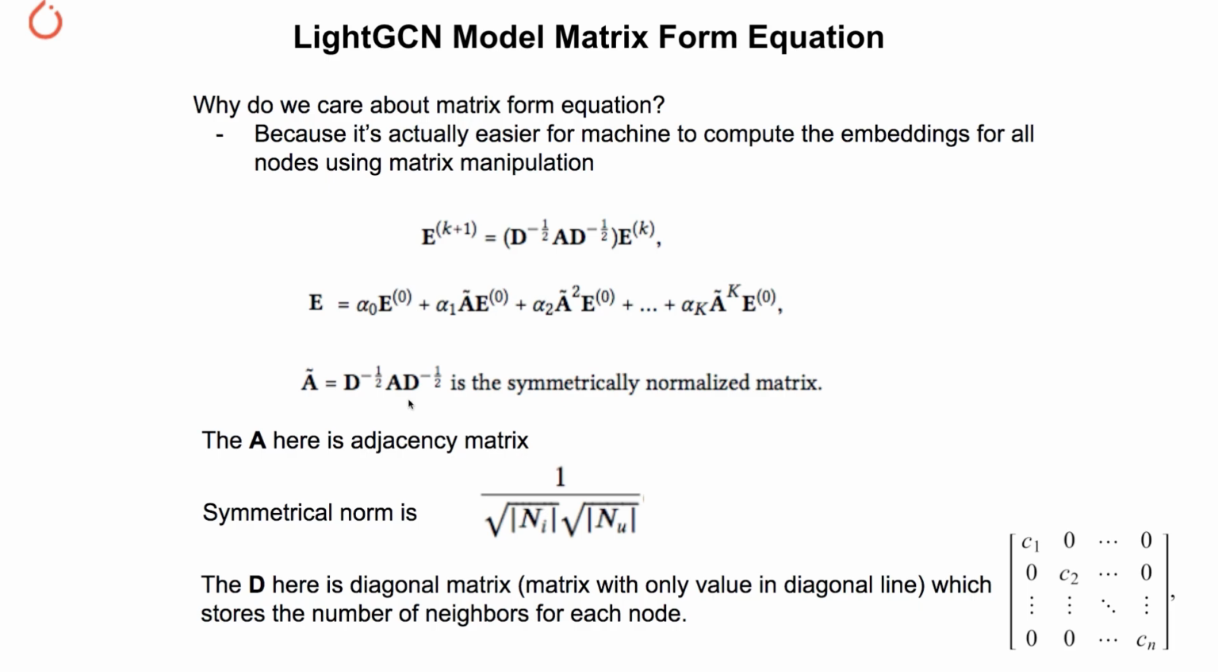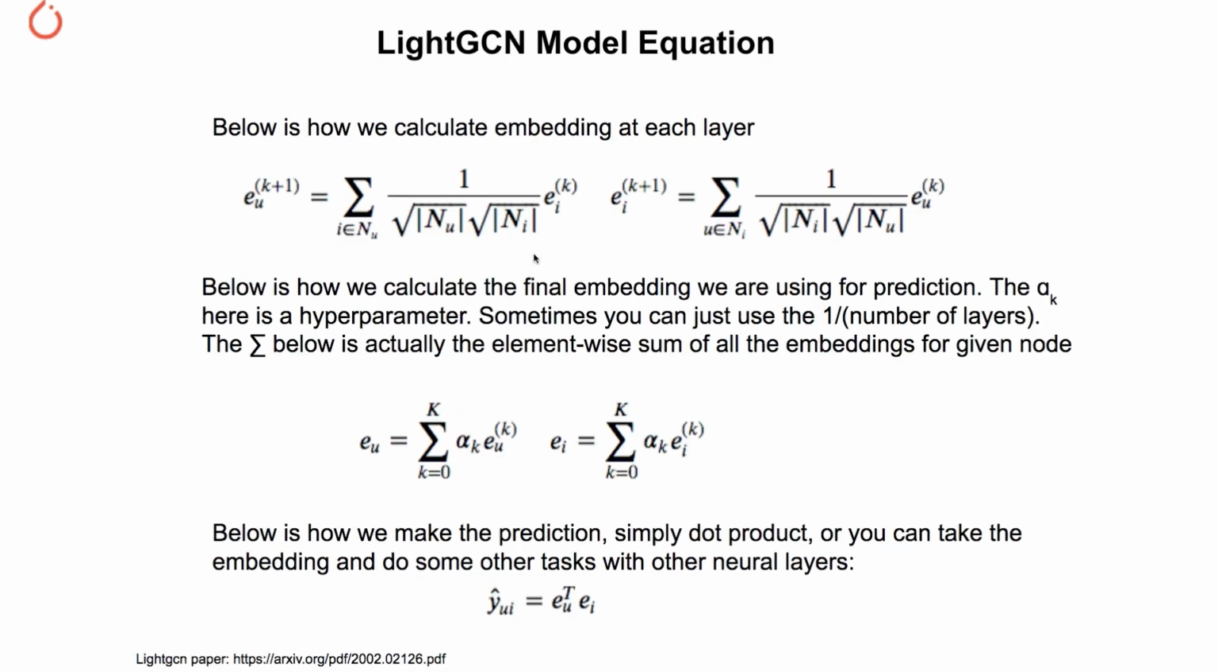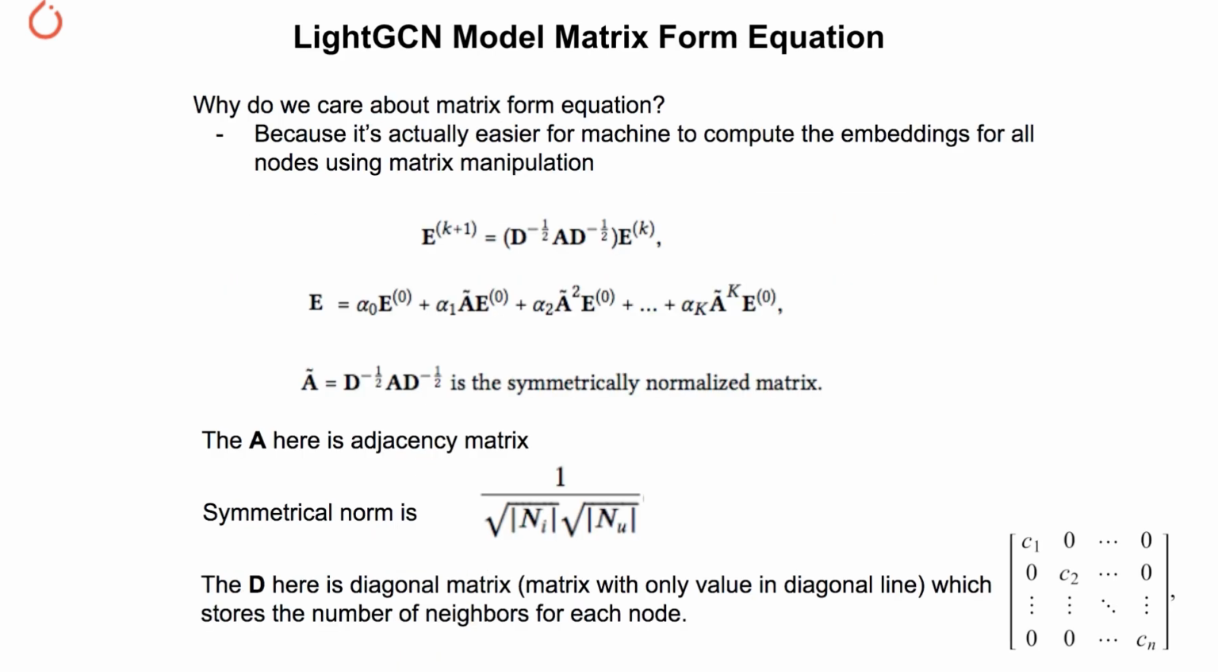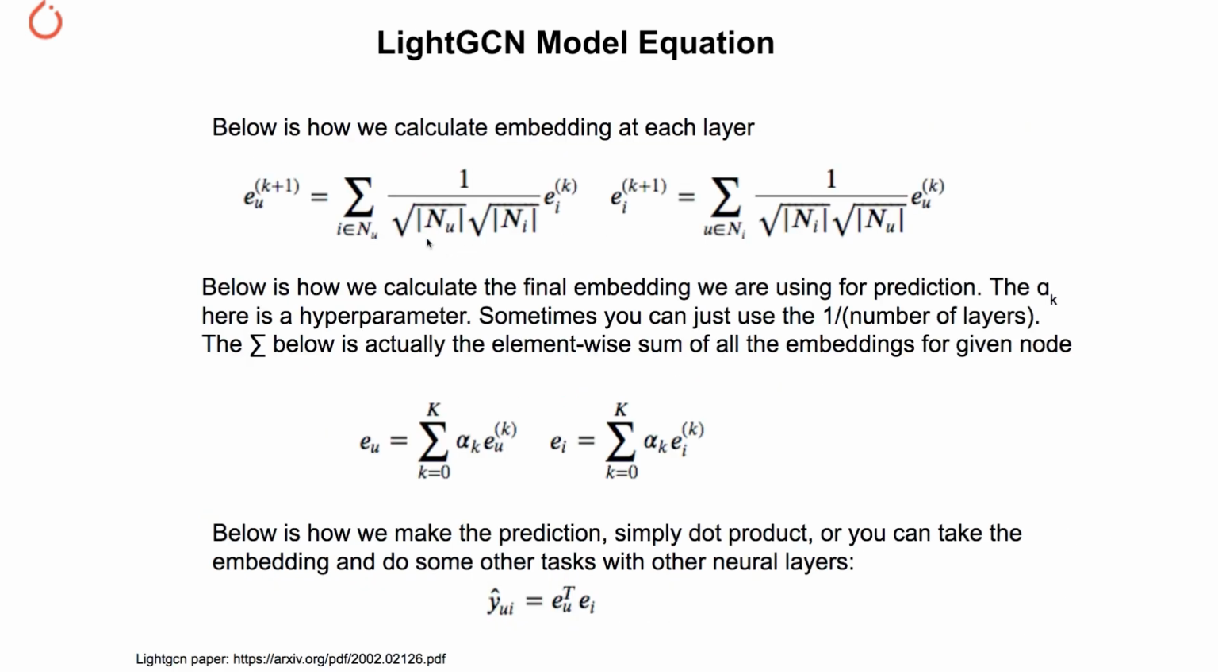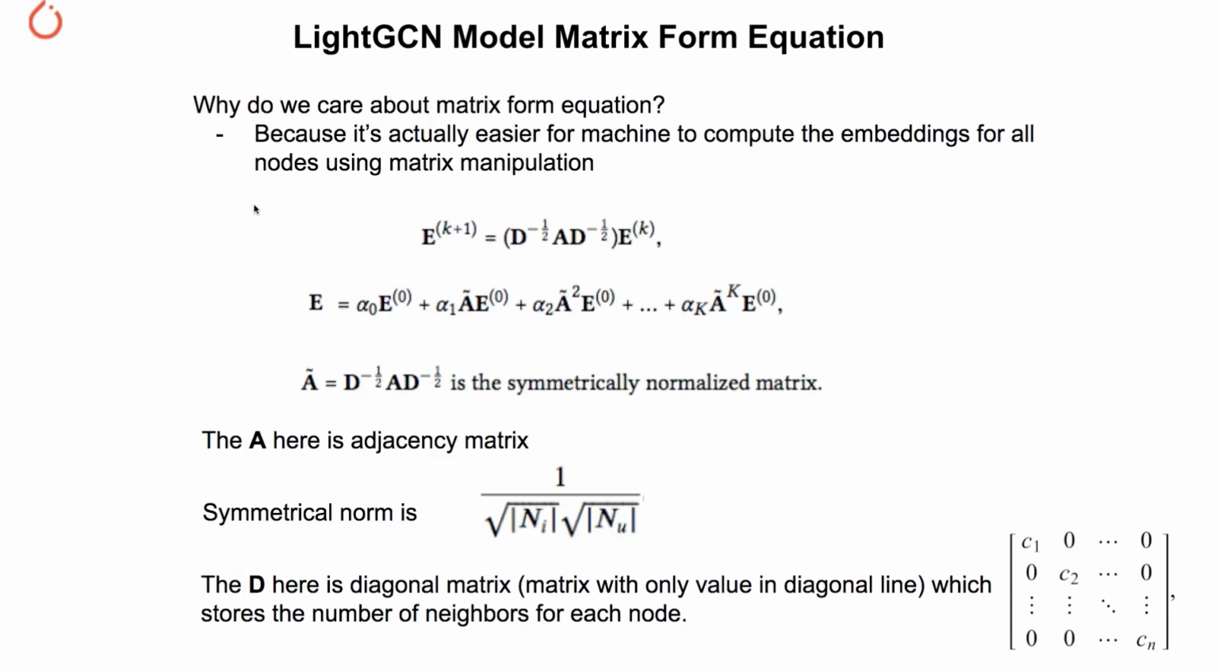So I guess in summary, what this is doing is exactly what this page is doing, except this is written in a way where we're looking at the embedding of each node. And here it is written in a way where we're looking at the embedding of all the nodes. So E_u here is a vector, and the big E here is a matrix. So that's the only difference. And the benefit, like I mentioned at the beginning, is that for a computer, it's easier to compute using matrix manipulation.